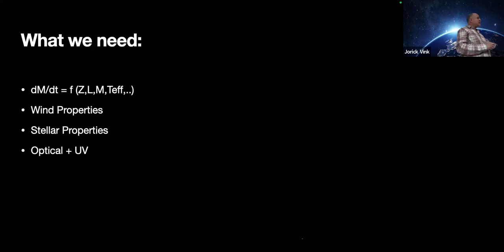And if you want to compare your theory to observations, you also need the stellar parameters, because you need to know: I look at that galaxy, at that star, with that mass and that luminosity, and that's the mass loss rate I need to compare to an observed wind property. And for that, we need to really do large-scale optical and UV analysis.